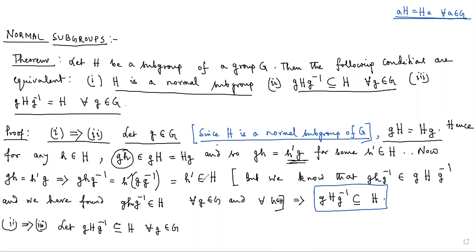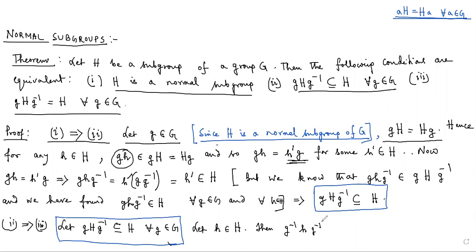This now becomes my condition, and I'm going to check whether the condition given in statement 3 follows from it or not. Okay, so let us consider an element h belonging to capital H, and then by the given condition which I have assumed over here, g inverse h g inverse will belong to the set g inverse H g inverse, which is a subset of capital H.